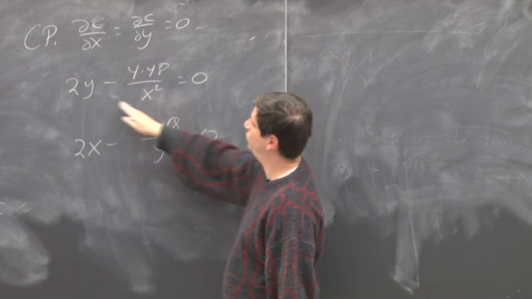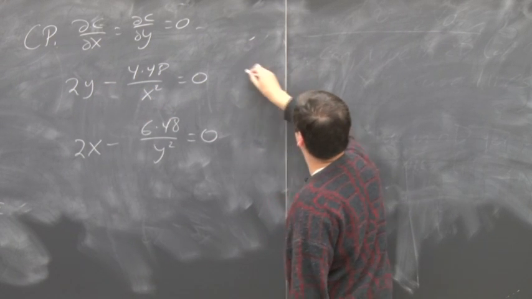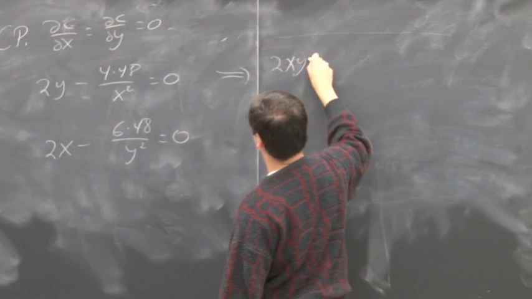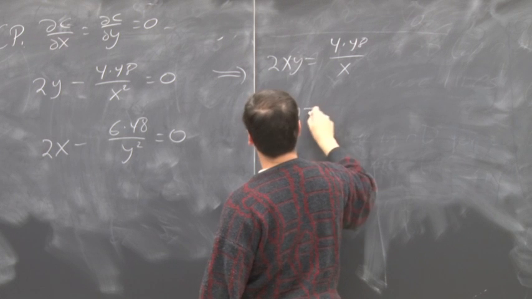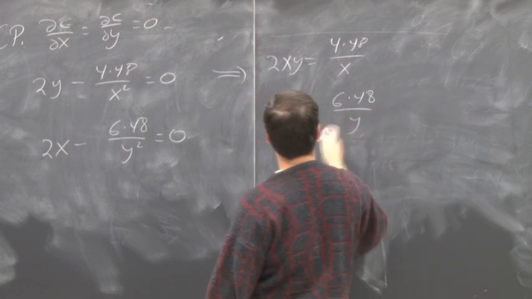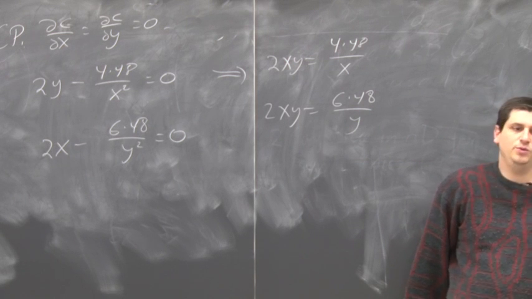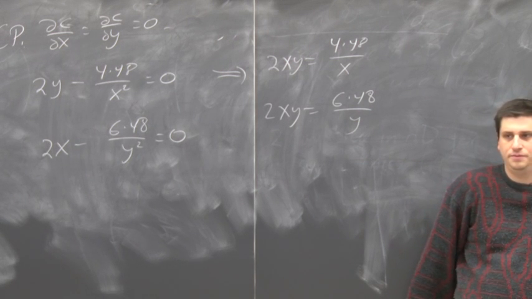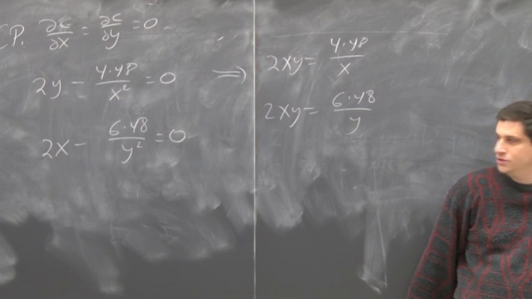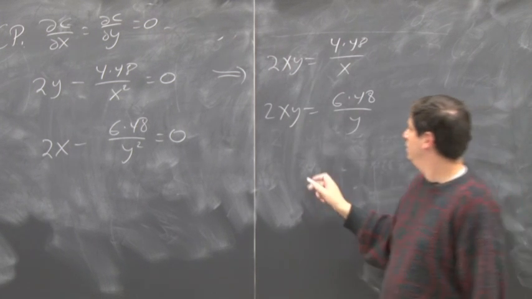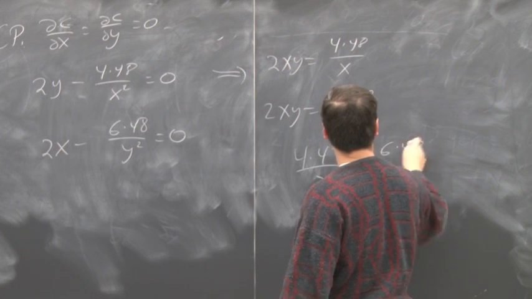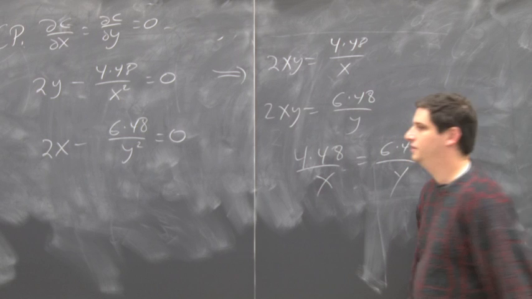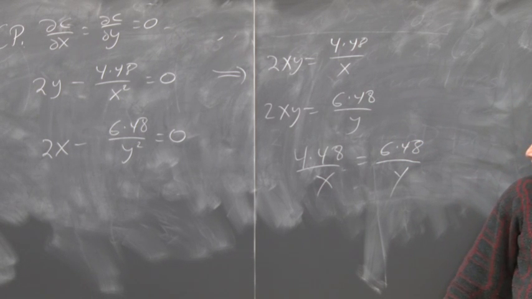And that trick led to clean algebra in the previous problem. So if I just multiply both sides by x and move things over, this becomes 2xy equals 4 times 48 over x. 2xy equals 6 times 48 over y. And now what can we figure out? So now if 2xy equals this and 2xy equals that, we get 4 times 48 over x equals 6 times 48 over y.